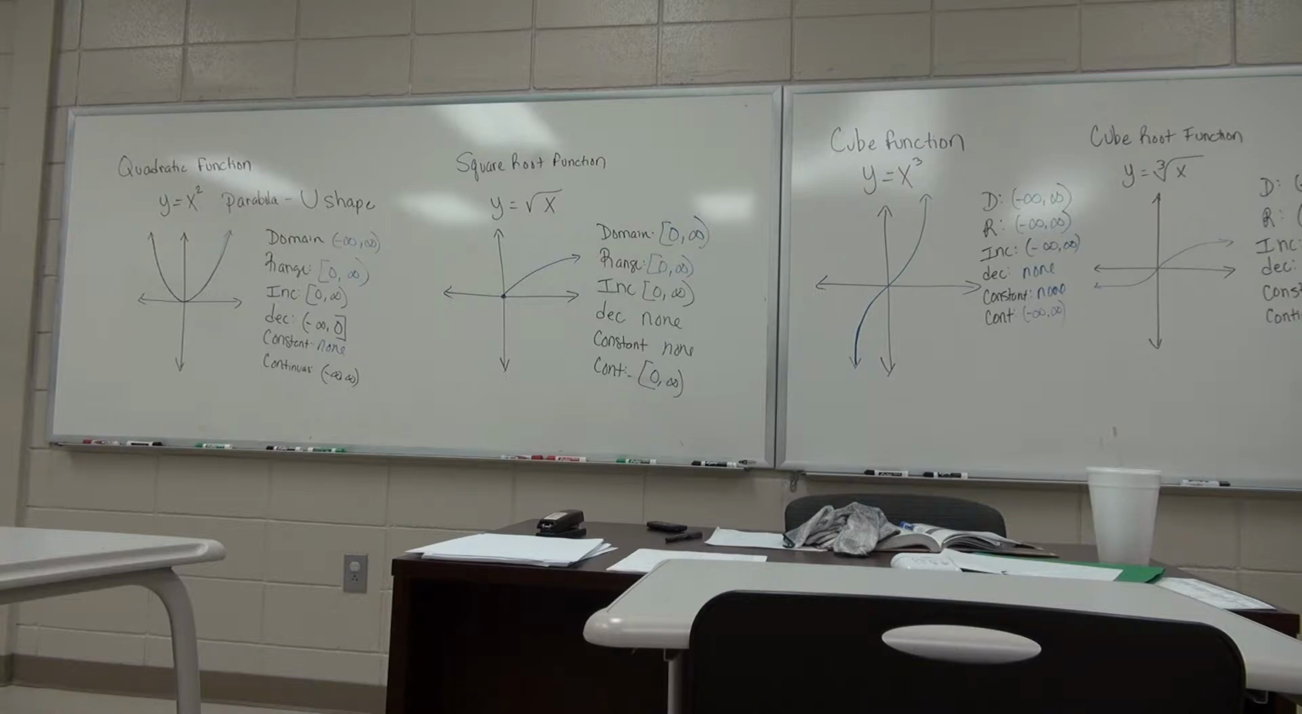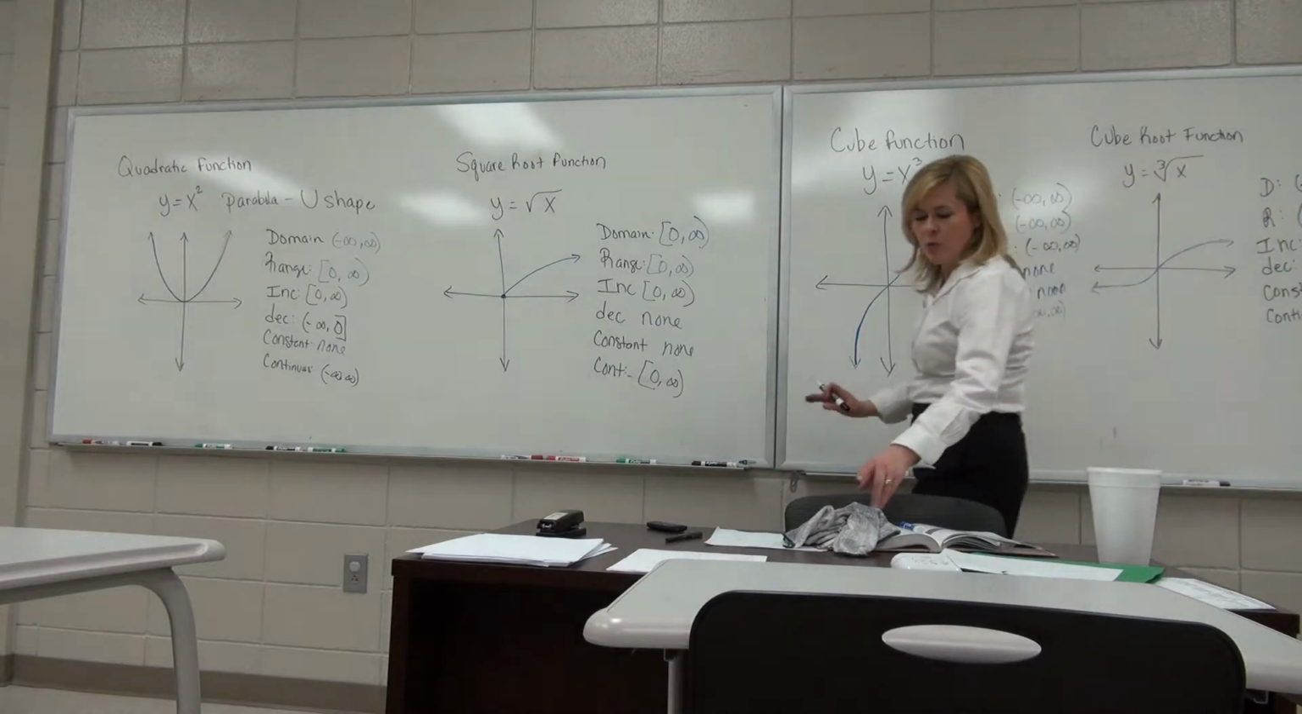Let's decide if it's increasing, decreasing, or constant. If I start to trace it, I'm gradually doing what? The whole way, you're gradually increasing. So it's increasing everywhere. You're not decreasing, you're not constant anywhere. Did I ever have to lift up my pen? No, so it's continuous everywhere. Okay? Everybody good? That's your 6th basic graph.